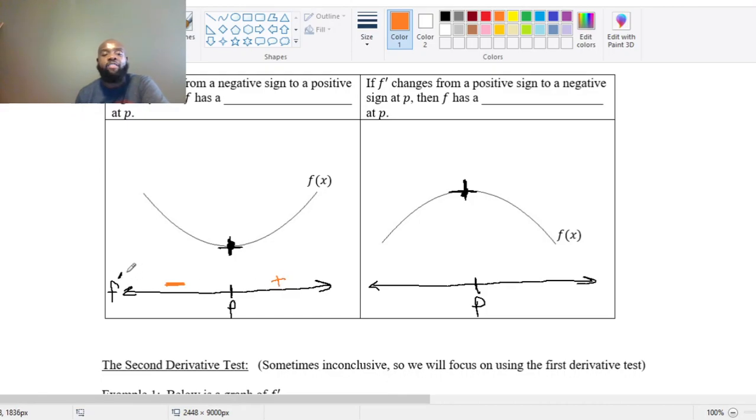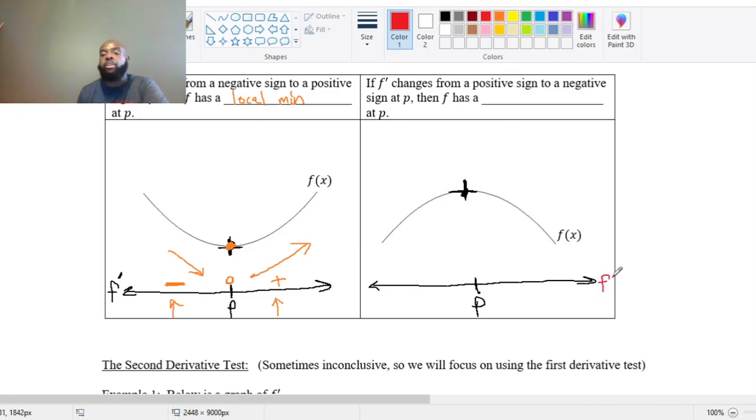Notice I labeled this f prime. And so when my derivative goes from negative to positive, that means my function goes from decreasing to increasing. This point right here, what my graph makes is a local minimum. So f has a local minimum. So it says if f prime changes from a negative sign to a positive sign, which it does here, and it changes at p because the derivative at p was 0, then your function has a local minimum.